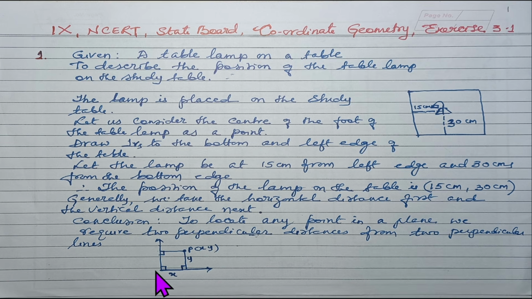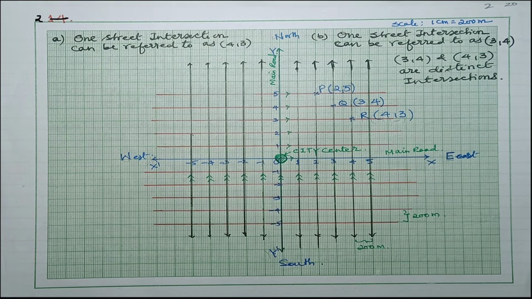Now I have shown here one line and another line perpendicular to it. So these are two perpendicular lines, and there is a point. Let us consider this point P as the lamp. Then the point P is at x distance from the left edge and y distance from the bottom edge. So these are the two edges, and you know that in coordinate geometry what those edges or the perpendicular lines mean. Now coming to the second example.